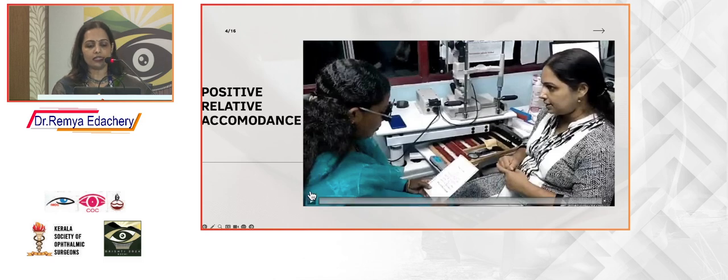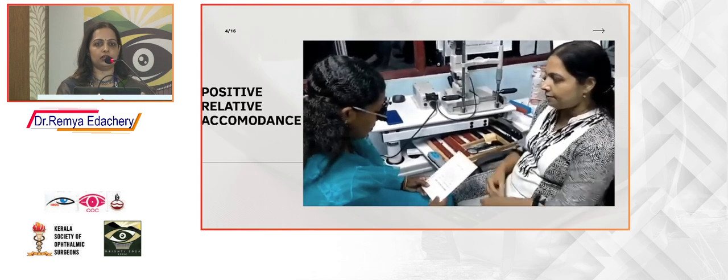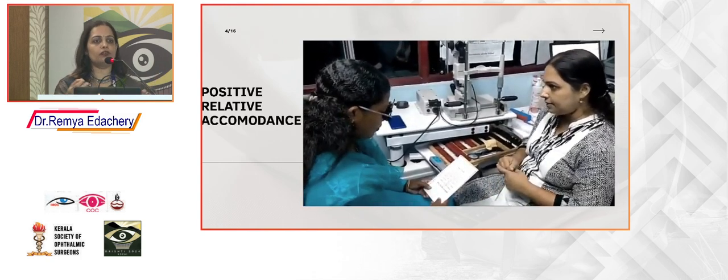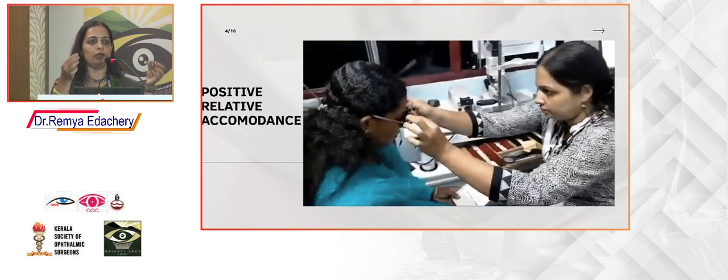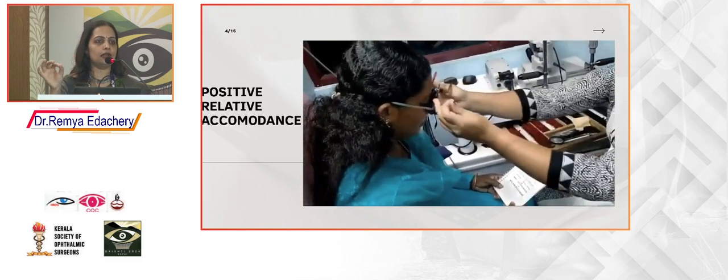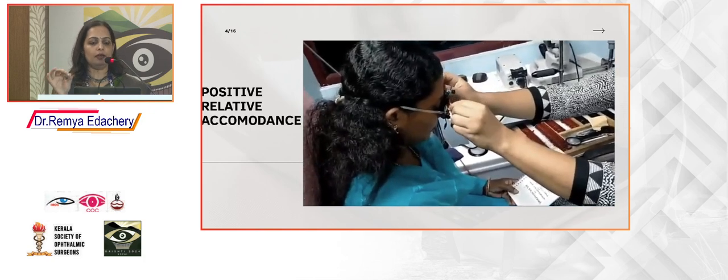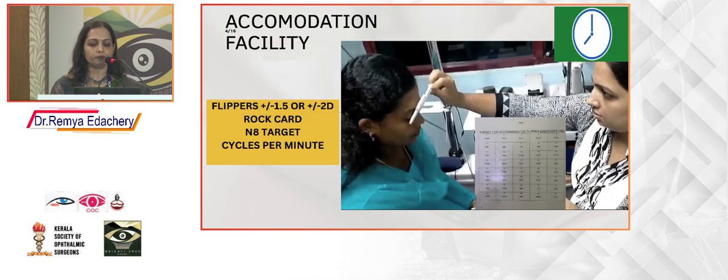Similarly, you have positive relative accommodation. This is your stimulating ability of accommodation. Instead of plus lenses, you will be putting minus lenses in increasing increments, so minus 0.25, minus 0.5, like that. And whenever the patient gets the first sustained blur, you will take it as the positive relative accommodation, like minus 2 or minus 2.5 diopters.